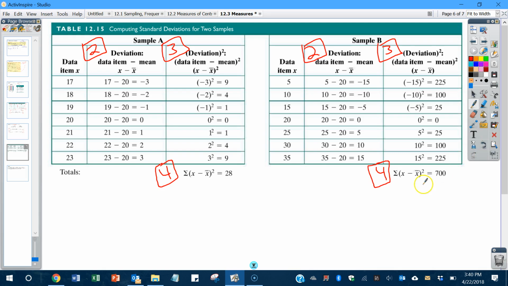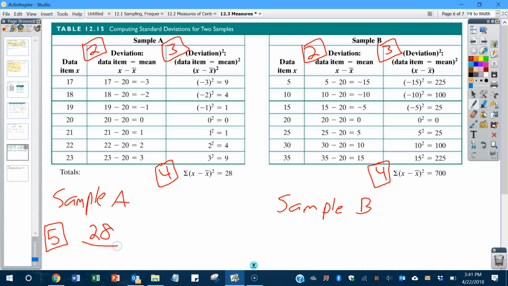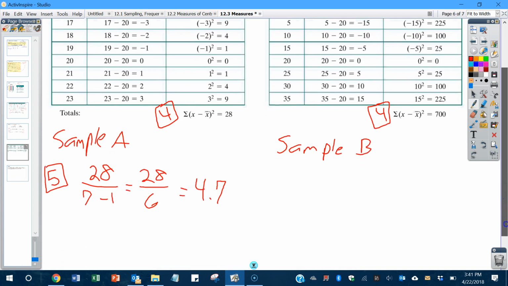It's already done. Okay, step 5, let's do sample A over here, and let's do sample B over here. Step 5 is dividing the sum of the squares of the deviation by n minus 1. So we're going to do 28 divided by n minus 1. N is 7. So 28 divided by 6, and that's going to be some decimal. 28 divided by 6, or 4 point, I'll round it up to 7. How about that?